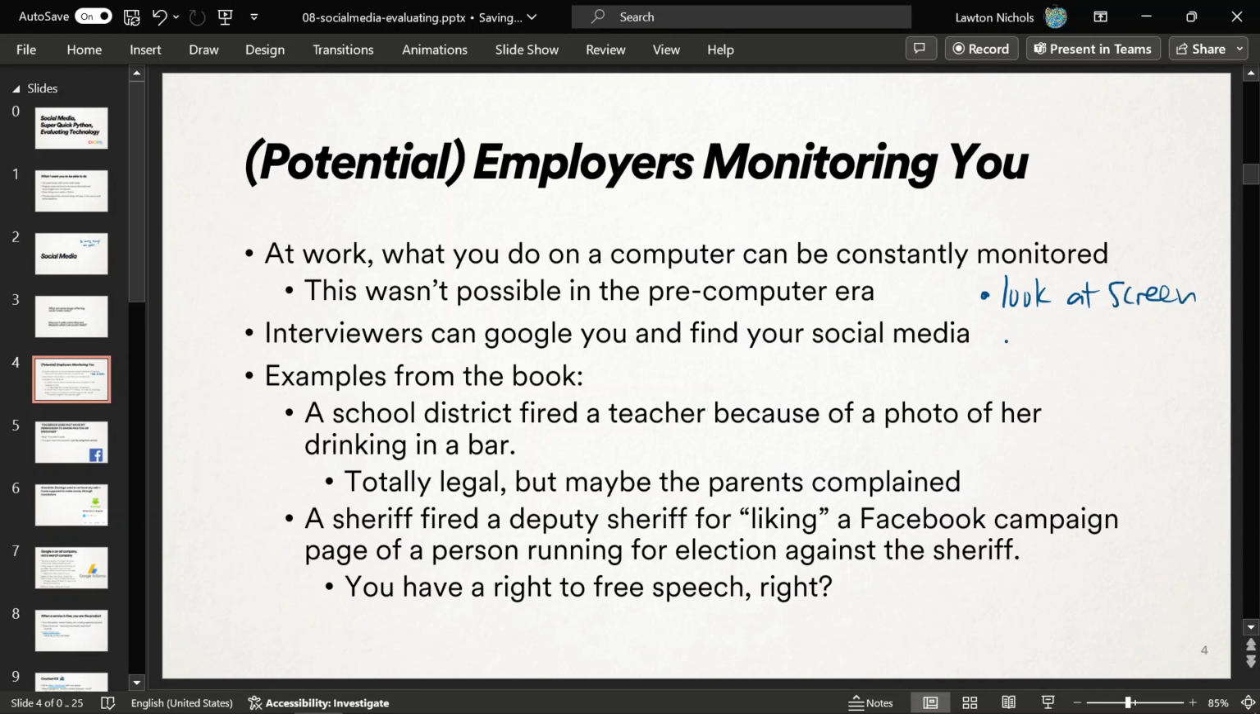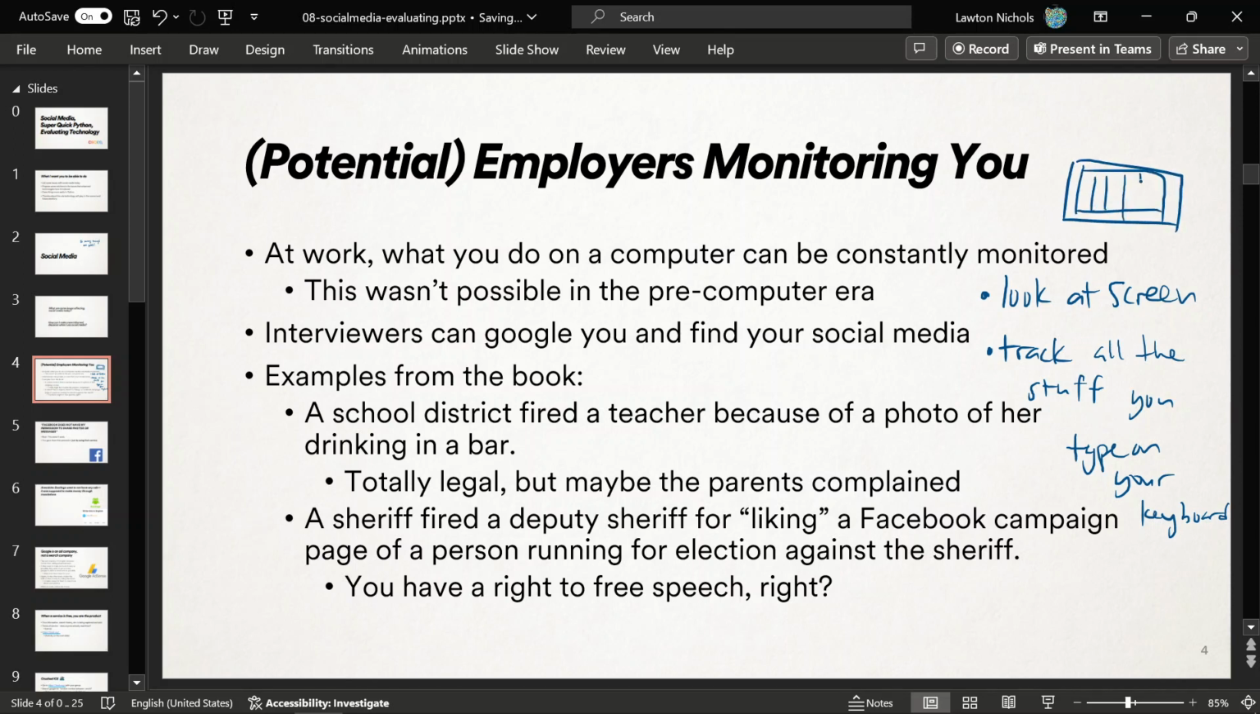They could track everything that you do, everything that you type on the keyboard. That would be kind of illegal because then they get your password, but that's technically something they could install. Track all the stuff you type on your keyboard. So if your boss wanted to, on your work issued laptop or the desktop that's in front of you, they can look at your screen. They can watch your mouse move. Disgusting, maybe. I don't know.